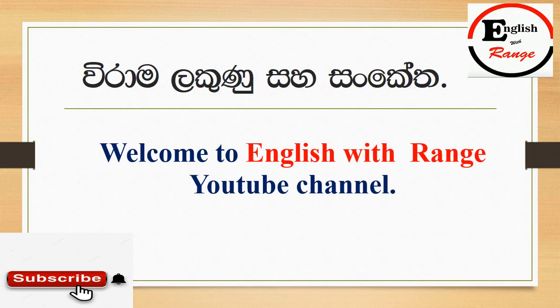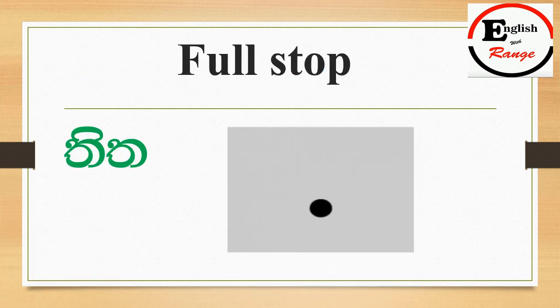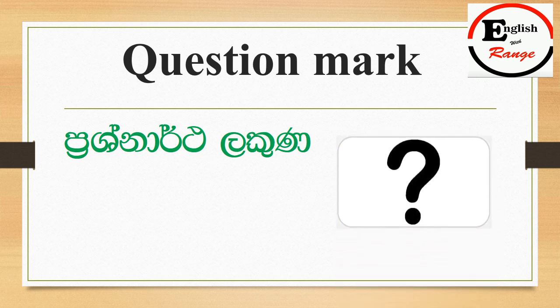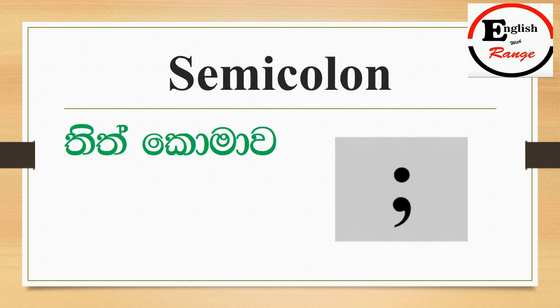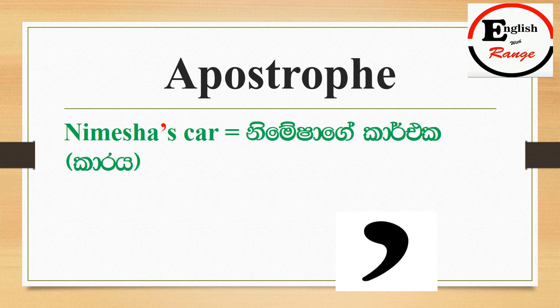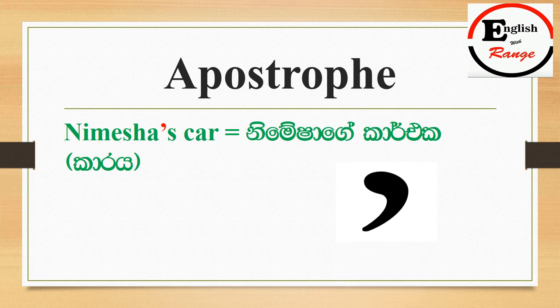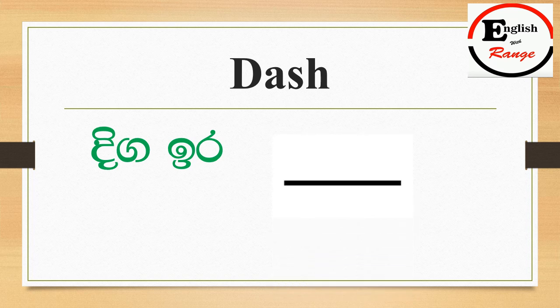Okay then, let's get started. First one is full stop. Second one is question mark. Third one is semicolon. Fourth one is apostrophe. Fifth one is dash.